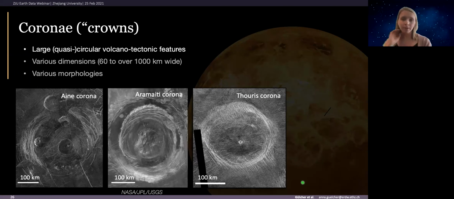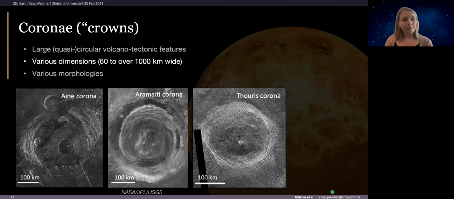I believe the count as of today is about 500. And they are all associated with these radial and concentric faulting patterns. They all are associated with volcanism and tectonism in these circular patches. So their sizes really vary a lot. Some of them are relatively small, from just about 100 kilometers wide, but some of them can be over 1,000 kilometers wide.